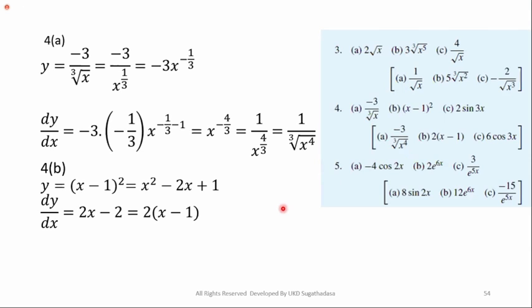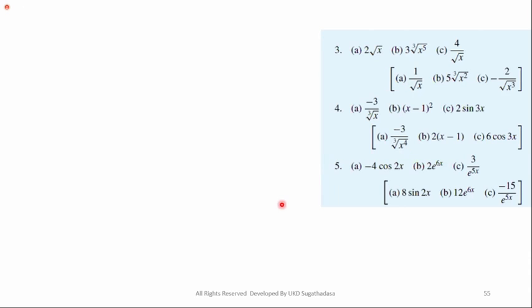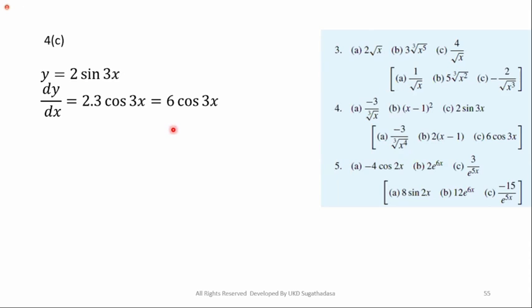So now go to number 4C. 4C is very simple: 2 sin 3x. The 2 is a constant. Differentiate sin 3x. What is the standard formula? Sin ax differentiation is a cos ax. So 3 cos 3x. Remember the formula: sin ax differentiation gives a cos ax. Therefore, sin 3x means 3 cos 3x. That is 6 cos 3x. That is simple.